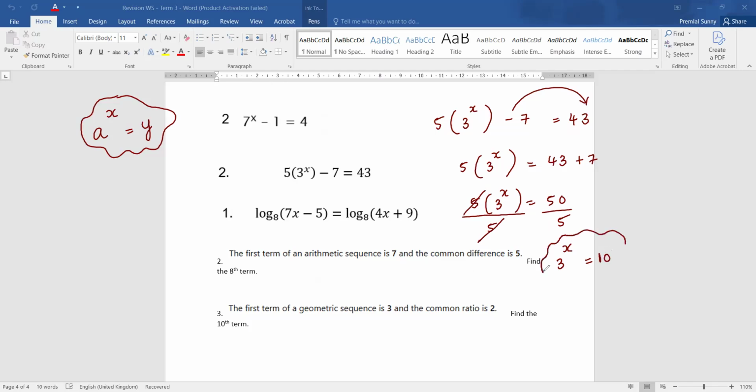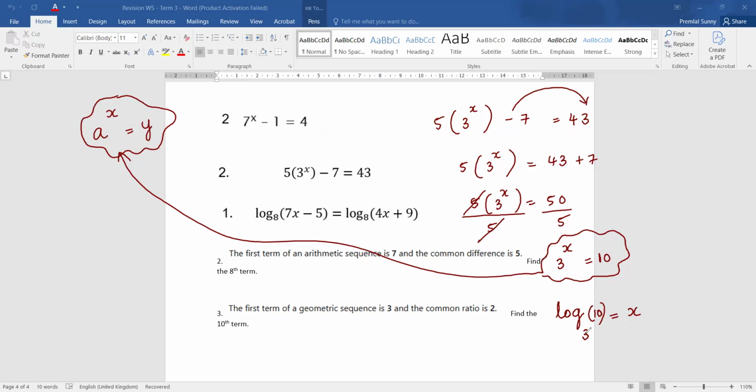Now, this is the standard form of an exponential equation. Once we reach there, you convert the exponential equation to logarithm. So first you write log. The base of the exponential will be the base of the logarithm. The power will move to the right hand side. The result will come next to log.